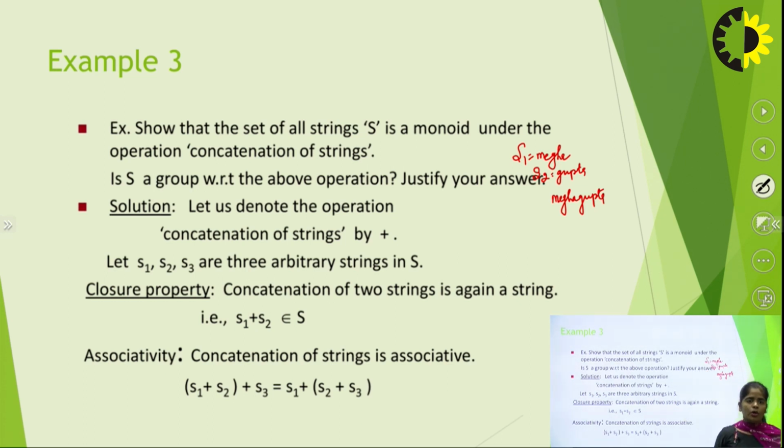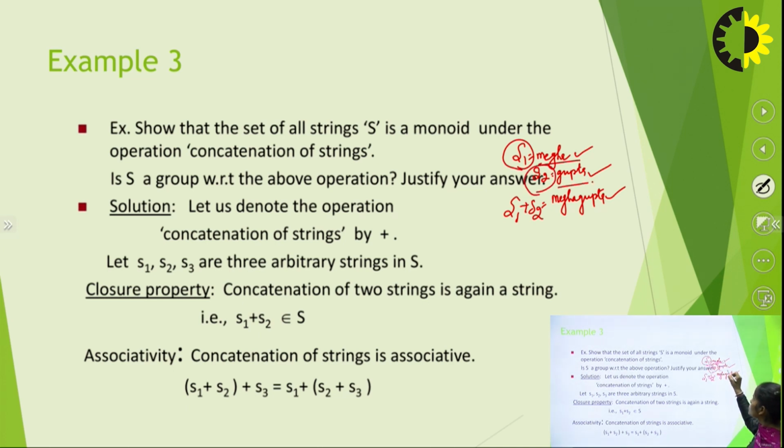So I have to prove it forms a monoid. In case of monoid, we have to follow 3 properties, that is closure, associative, and then identity, right? So is it closure or not? Yes, if I take S1 concatenated with S2, right? S1 is a string which belongs to the set of strings.